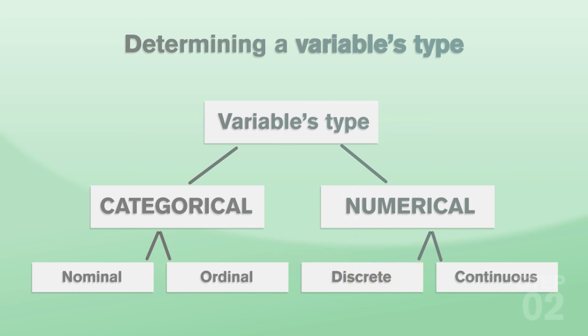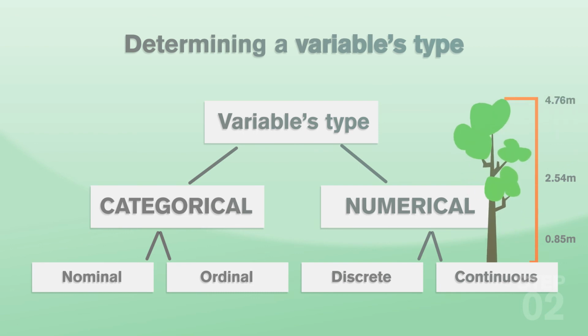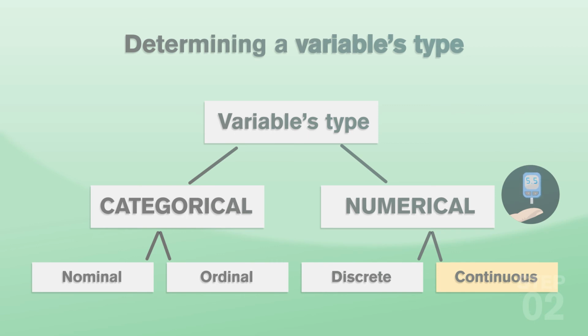If the numerical variable's possible responses are numbers arising from a measuring process and can assume any value within some range or along some continuum, then it is called a continuous variable. For example, blood glucose level. We can record the result as precisely as the measuring device or instrument allows. We could observe values like 5.54 millimoles per litre, or even to more decimal places, depending on the measuring instrument.